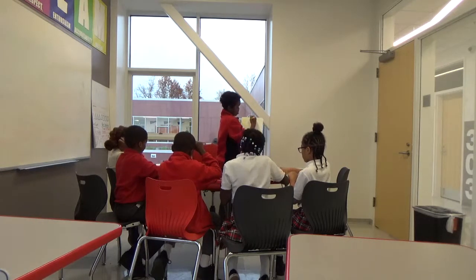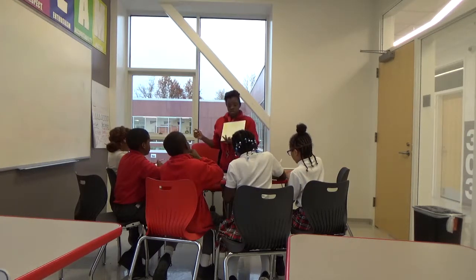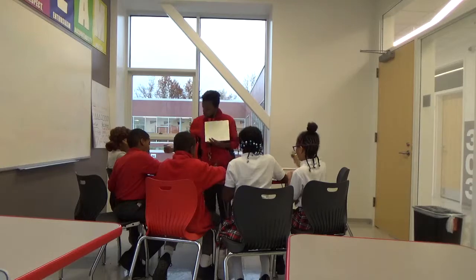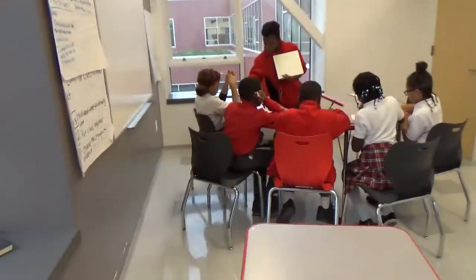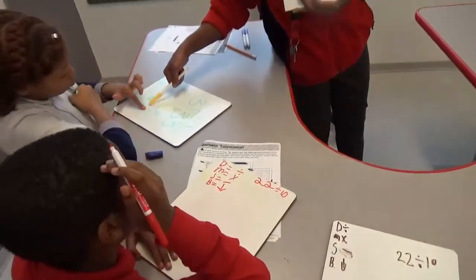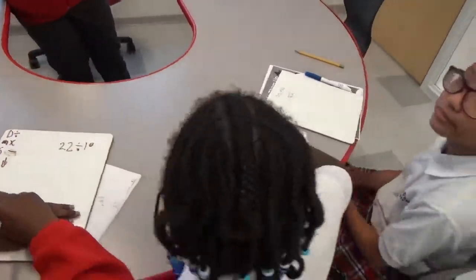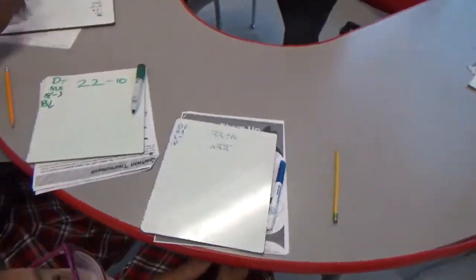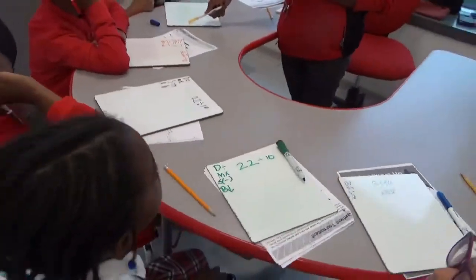All right, so now we're going to say 22 divided by 10. 22 divided by 10. 3 times 1 is what? 3. No, that's a 1. And 3 goes into 3 how many times? 1, 2, 3. Once. That's how you get 1, okay?